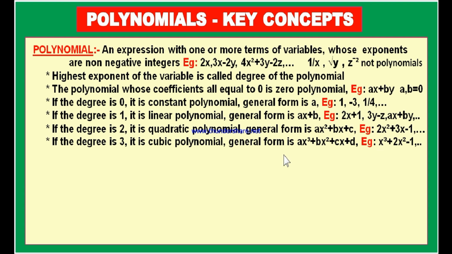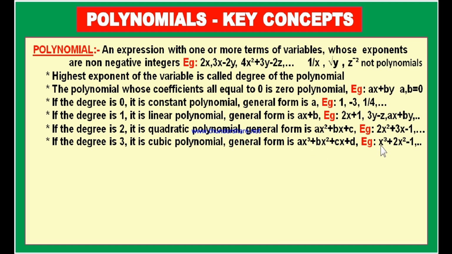The general form of a cubic polynomial is ax cube plus bx square plus cx plus d, and the condition is a not equal to 0. If a is equal to 0, then there may not be an x cube term, so that the degree may become 2. Understood? Therefore, the general form of a cubic polynomial is ax cube plus bx square plus cx plus d, where a not equal to 0.